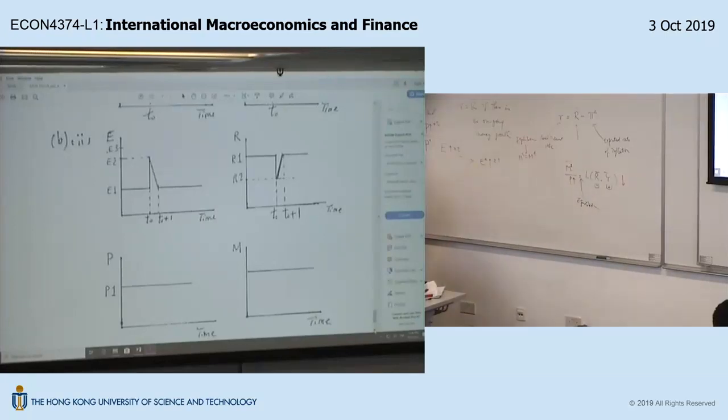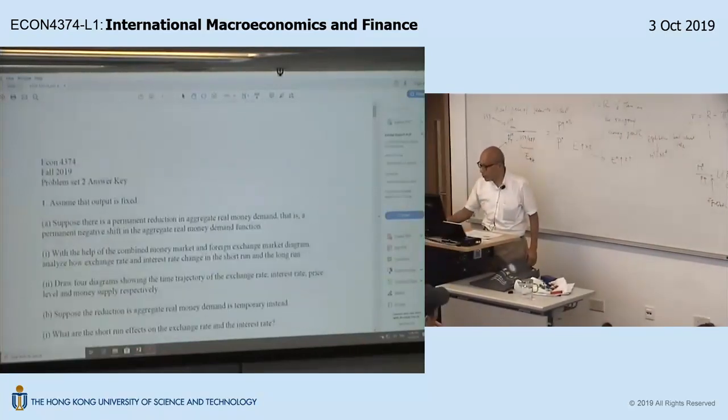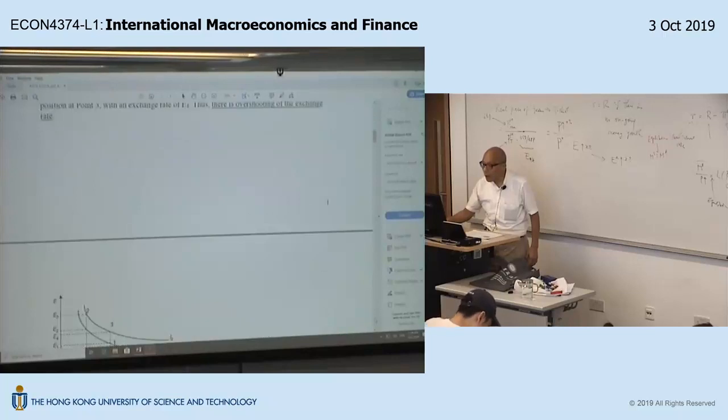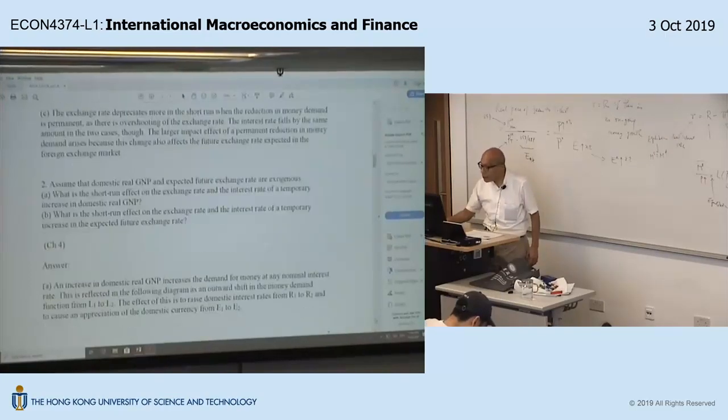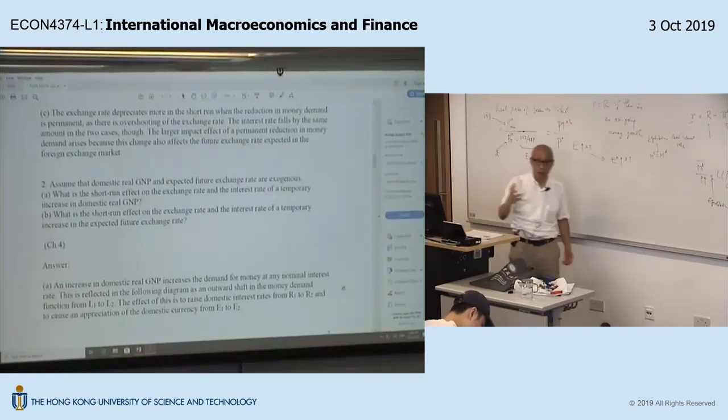Let me see if there is anything. Okay, so that is question number 1, right? And then question number 2. Question number 2 is actually very easy, right? I don't think I need to go through it. Is there any question about number 2? No question about number 2, right?